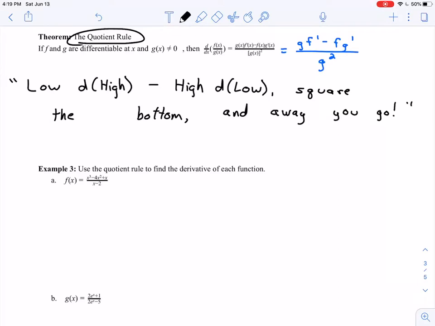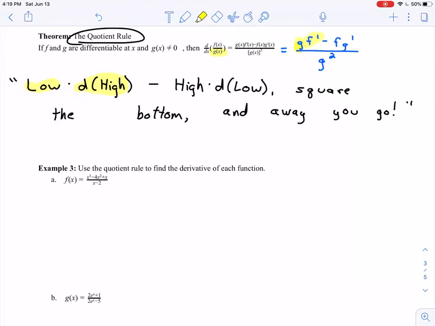It's one of those fun rhymes that maybe you feel silly saying out loud to yourself, but I do genuinely think that it will help you remember it. So I want to talk about what this means. When I say low d high, I'm saying low, the denominator, and d high means the derivative of the numerator, the derivative of the top part of my fraction. So my denominator, g, d high, derivative of my numerator, f. Okay, that's where that part comes from.